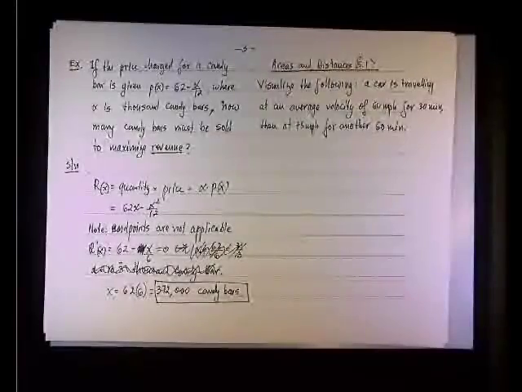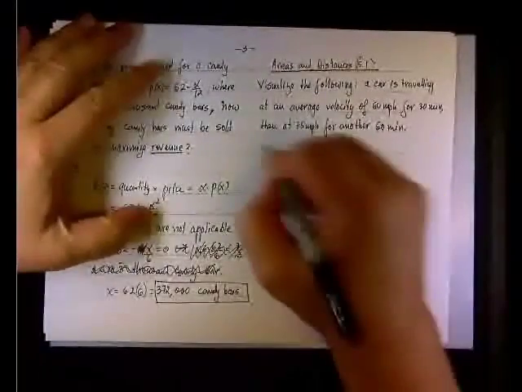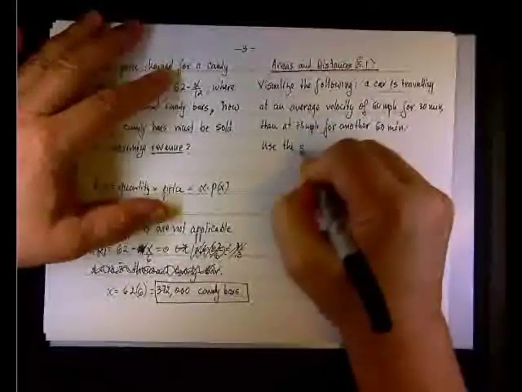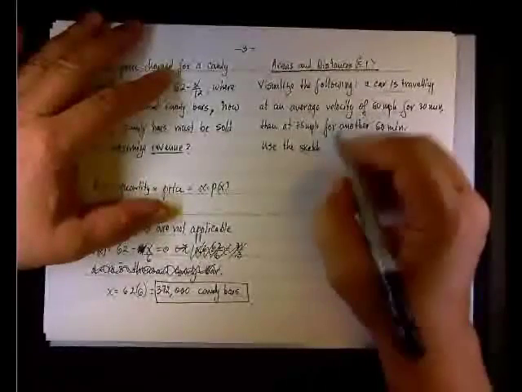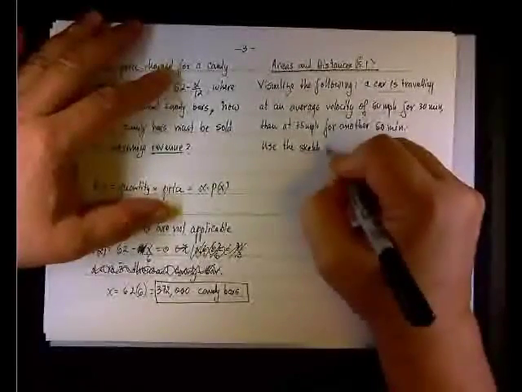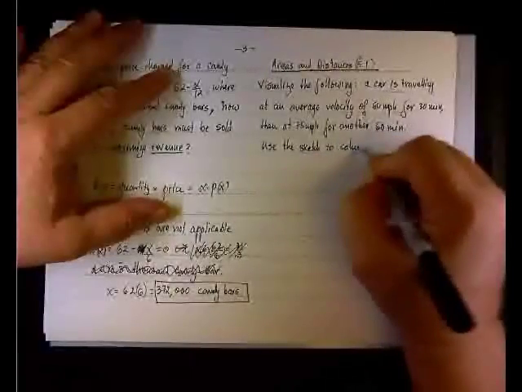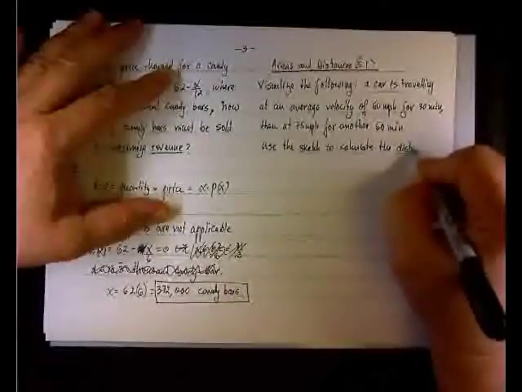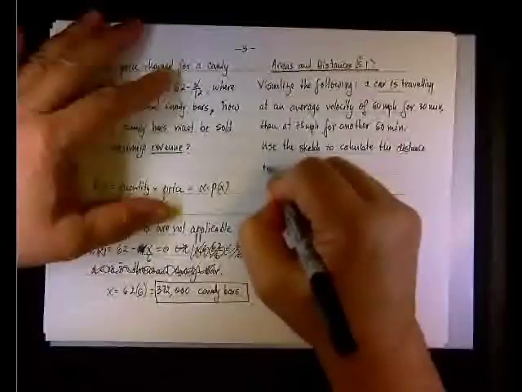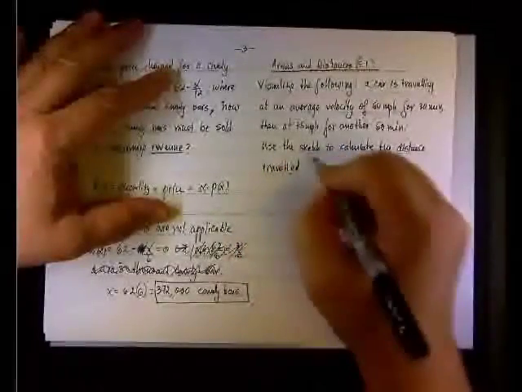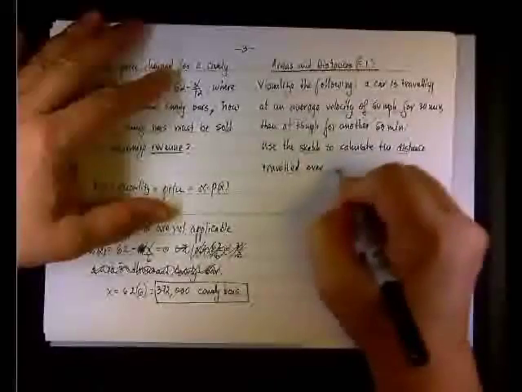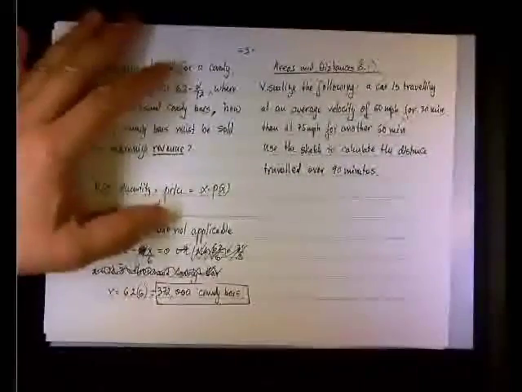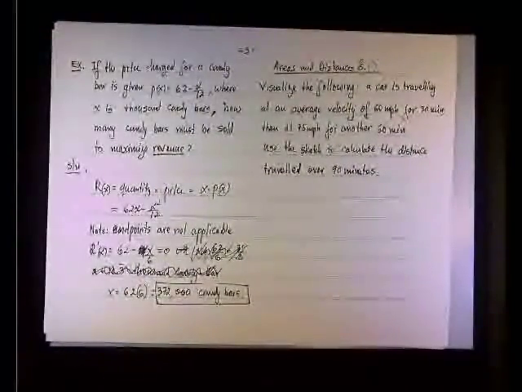Okay? So use the sketch to calculate the distance traveled over 90 minutes. Looks like it's raining.